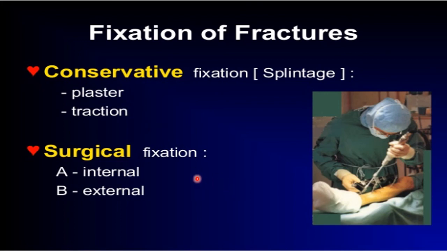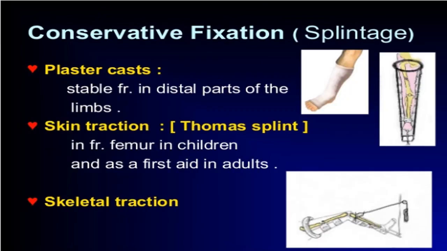Then there is surgical fixation, which can be internal fixation, where you are putting the metal implant directly on the bone inside the limb or the body, and then there are external fixators, special devices which remain outside the body, but their spikes in the bone hold the bone in place. Plaster casts are used in stable fractures in distal parts of the limbs.